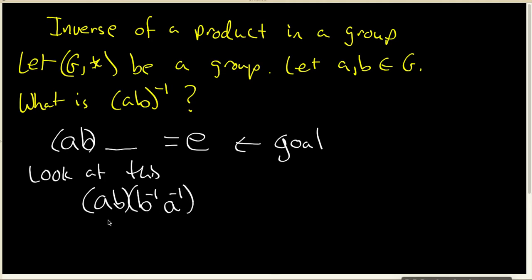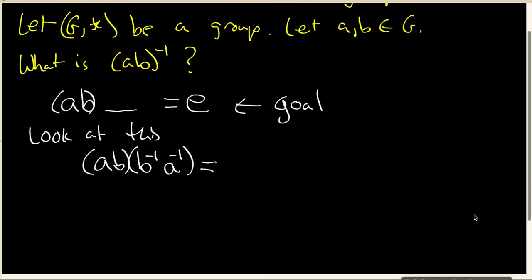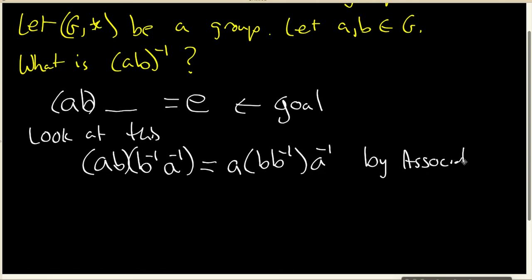So what I want to do is look at this particular product: AB times the product of B inverse times A inverse. The first thing that I'm going to do is reassociate. In other words, I'm going to put the parentheses in a different place. So I'm going to write this as A times (B times B inverse) times A inverse, and I can do this by the associative axiom.